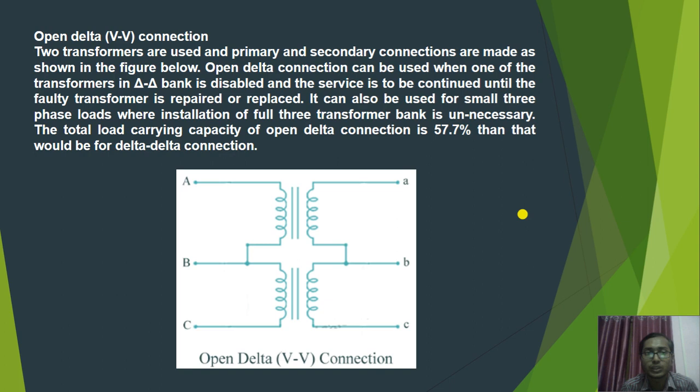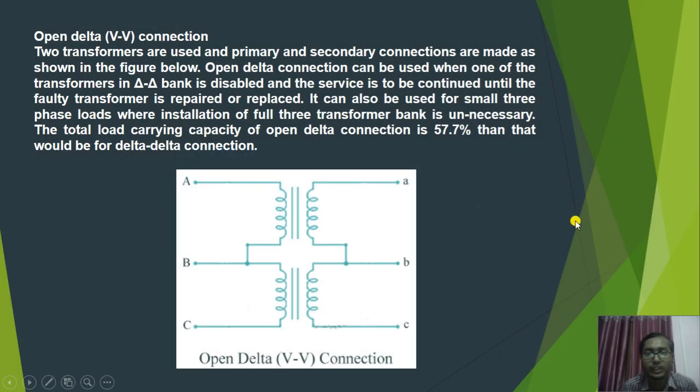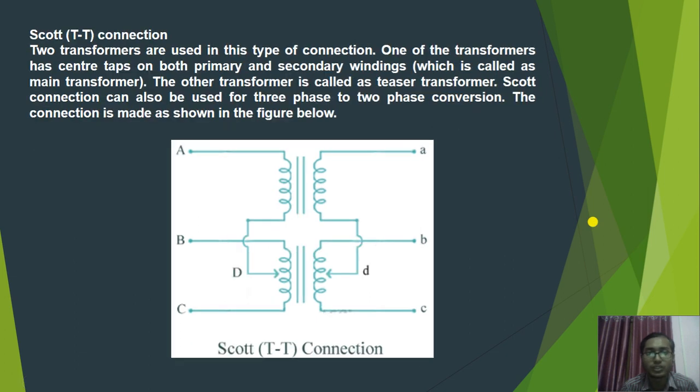We call it the open delta connection, that is the VV connection, where we have only two coils in the primary as well as in the secondary side. So we call it the VV connection. And there we also have the Scott connection, which we call the TT connection, where we have a main winding transformer as well as a teaser transformer. So you can go through it.